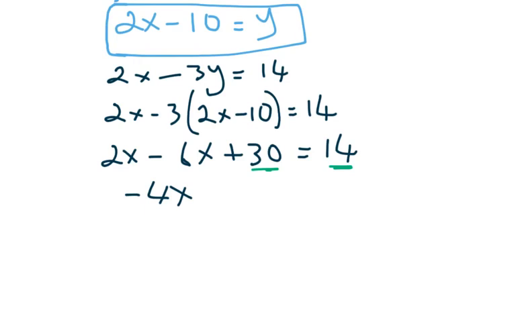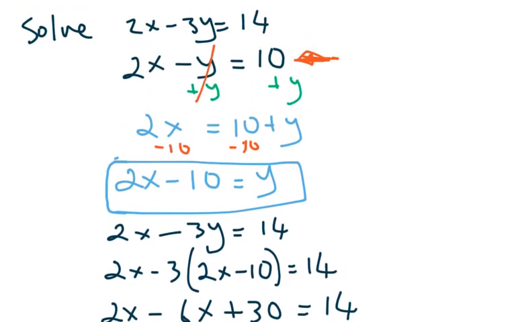So 14 take away 30 is equal to minus 16. I can make them both pluses. So 4x equals 16, x is equal to 4. Now if x is equal to 4, I then plug it back into my equations, any one of them. We'll do this one here.